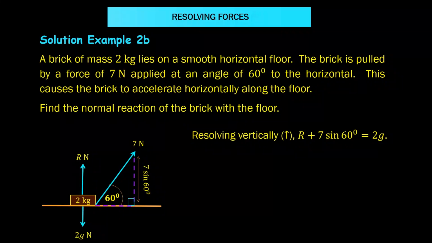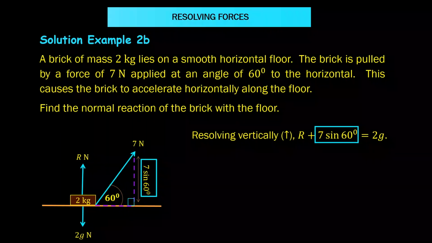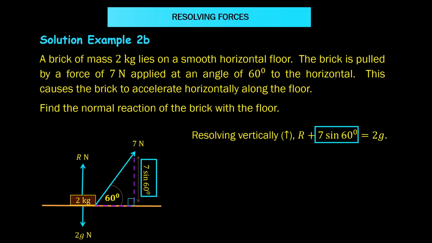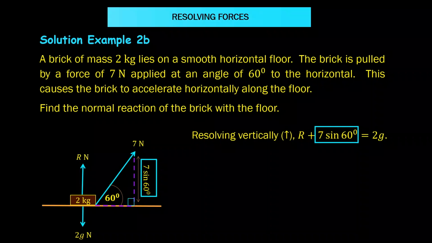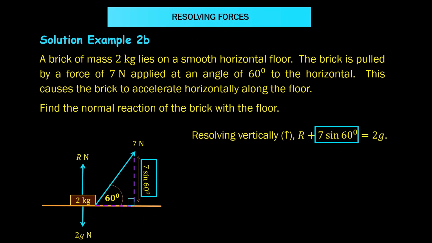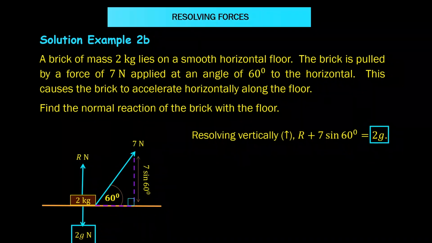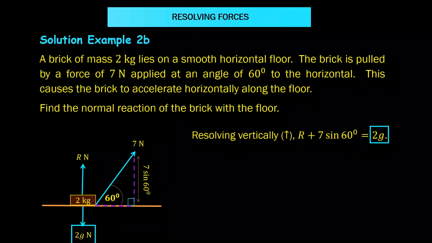So let's resolve vertically. We have R plus 7 sine 60 degrees, that's the force in the vertical direction, equals, and this is the upward direction, in the downward direction we have 2g. So the forces acting upwards equal the forces acting downwards. And in this example, there's only one force acting downwards.